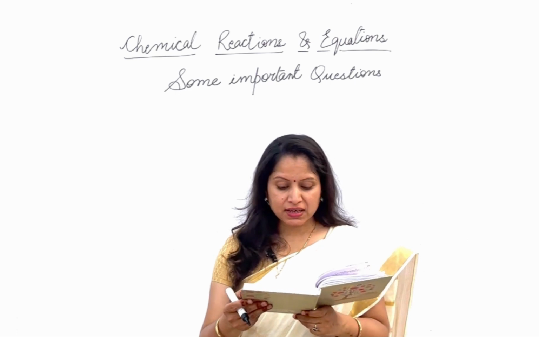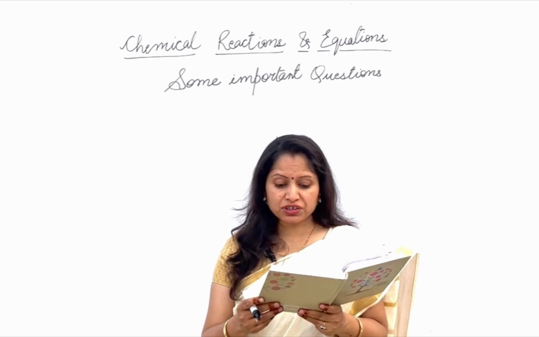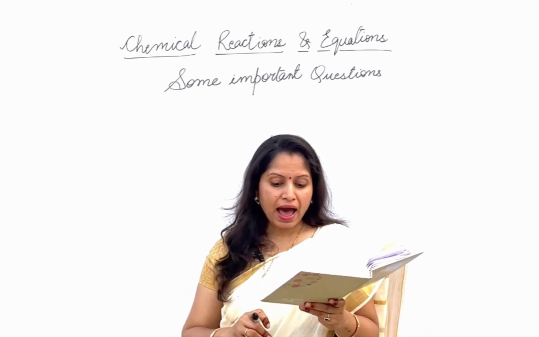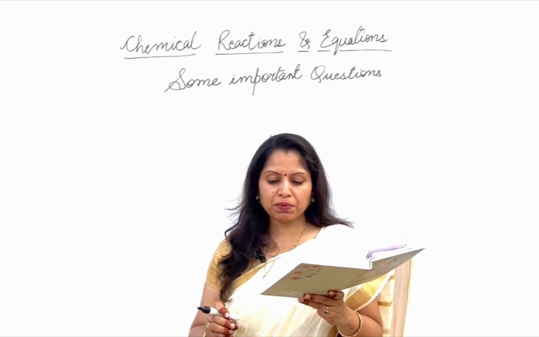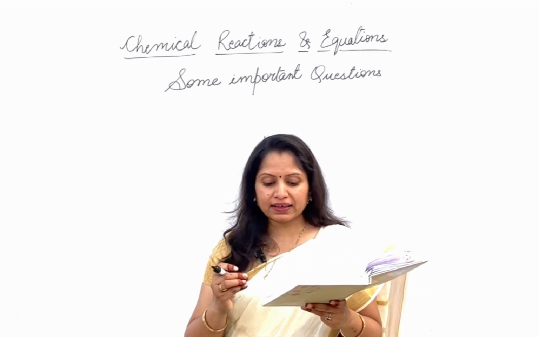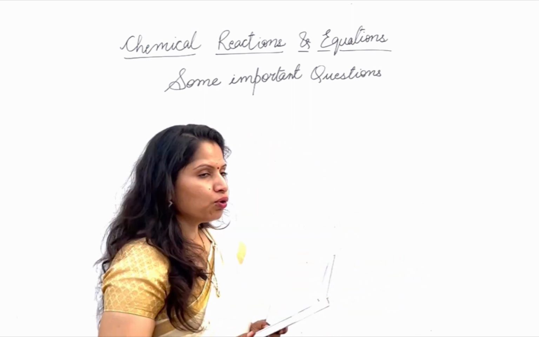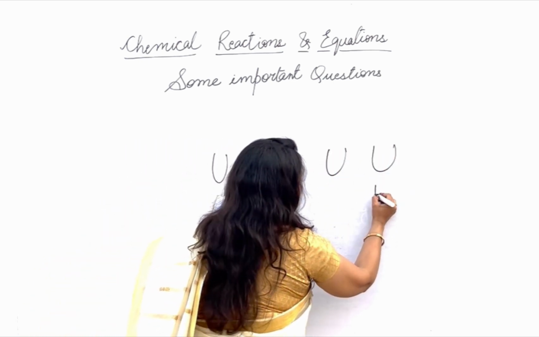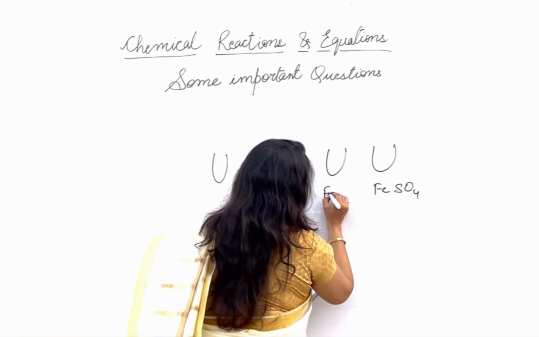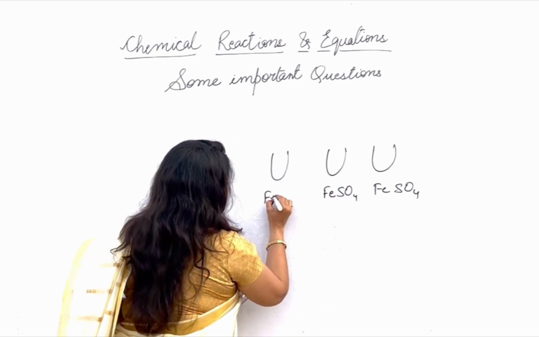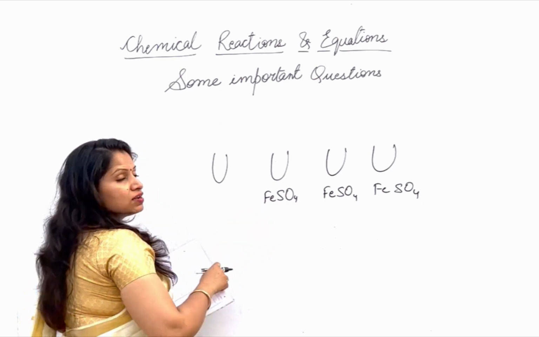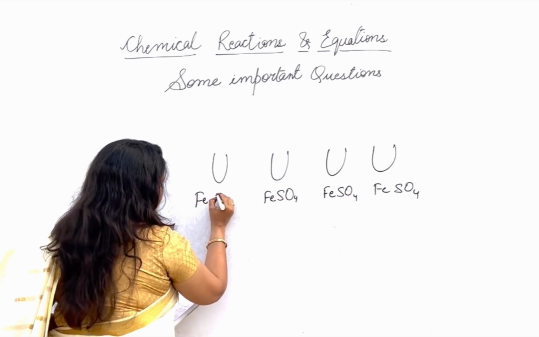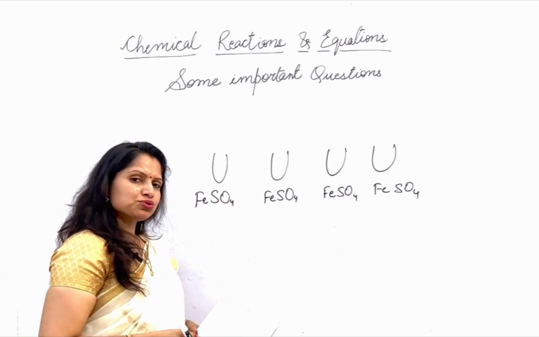So the first question is: what would a student report after nearly 30 minutes of placing strips of aluminium, copper, iron and zinc in freshly prepared iron sulfate solution taken in 4 beakers? So a student takes 4 test tubes or 4 beakers, and in each beaker the student has taken ferrous sulfate solution. Ferrous sulfate is FeSO4. Why ferrous? Because here the valency of iron is 2. I told you that whenever the valency of iron is 3, it's known as ferric, and whenever it is 2, it's known as ferrous.